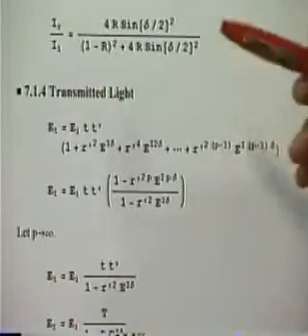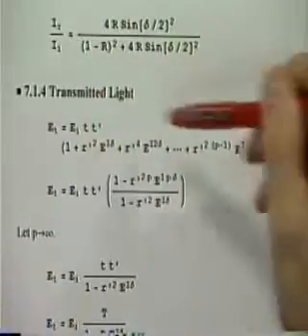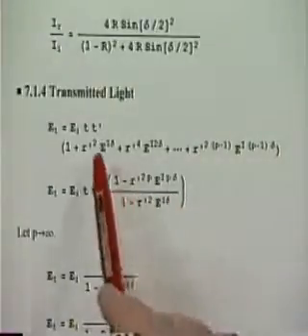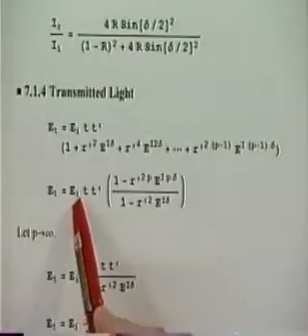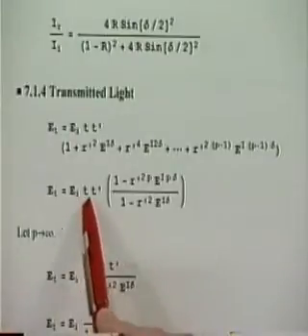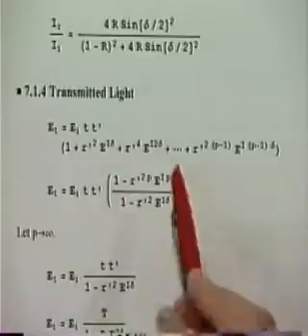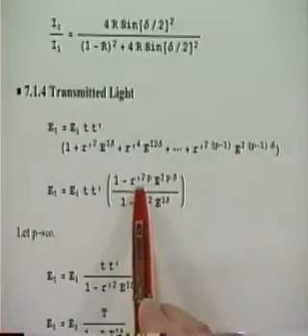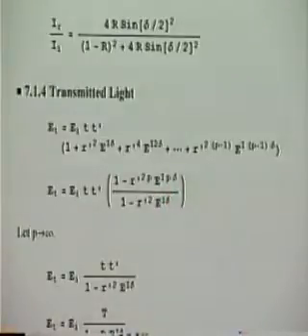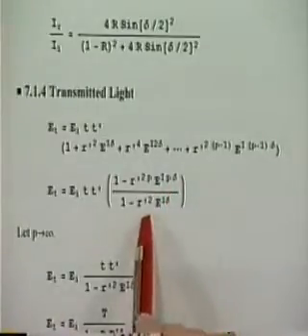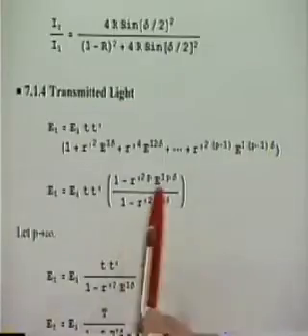Transmitted light. Well, just copying over all the terms from a previous page. And again, it's a geometrical series, and we solve it the same way we solved the one above. And so we get E sub I, the incident, TT prime, over 1 minus the next term, so 1 minus R prime to the 2P, e to the i P delta, and down in the basement, 1 minus r prime squared e to the i delta.